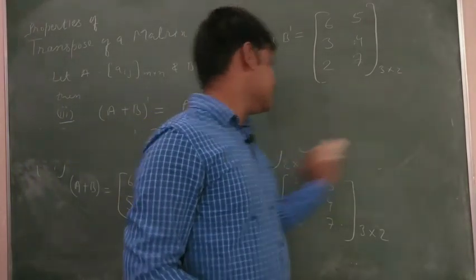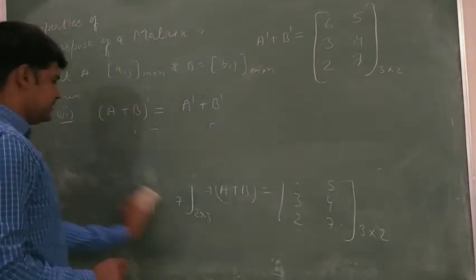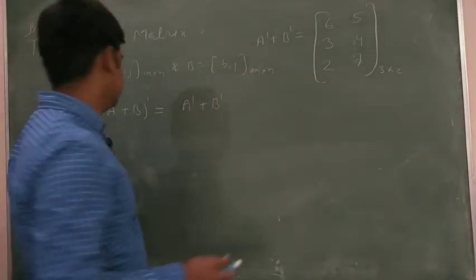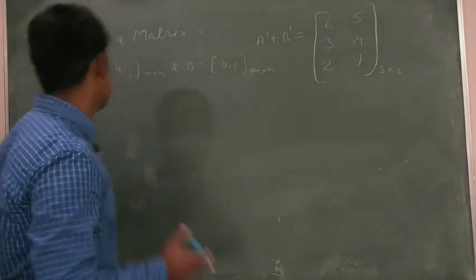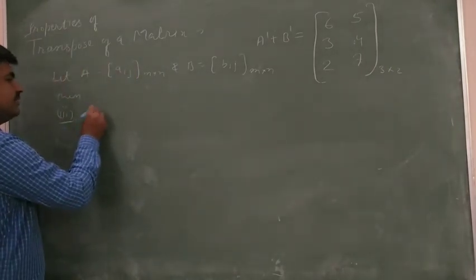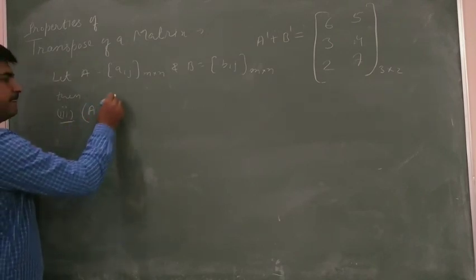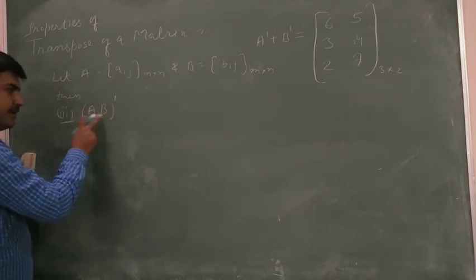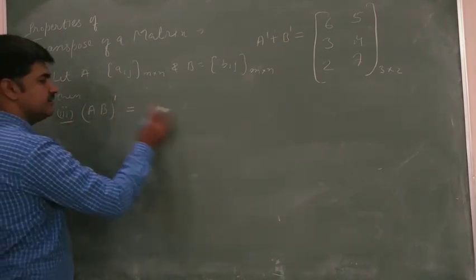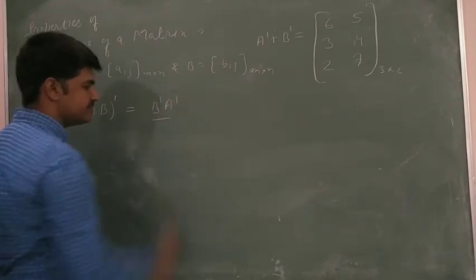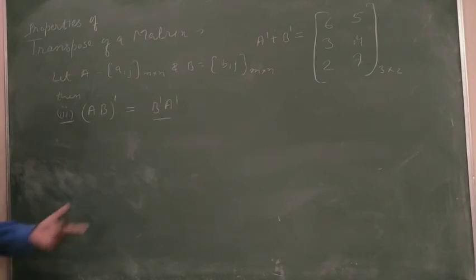Now the next property, students, is about the transpose of the product of two matrices. Dear students, if A and B are two matrices, then the transpose of the product of A and B is equal to B dash times A dash. The order has been changed, students. You have to keep it in your mind.